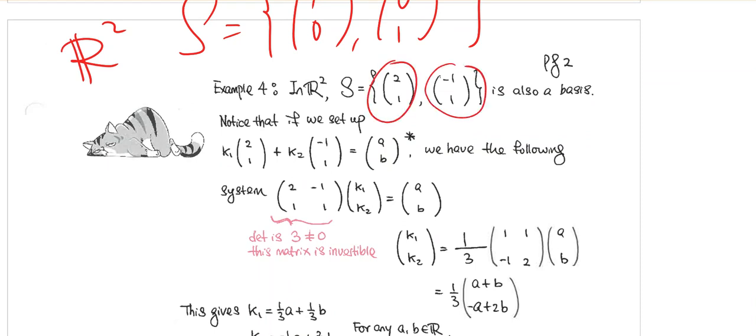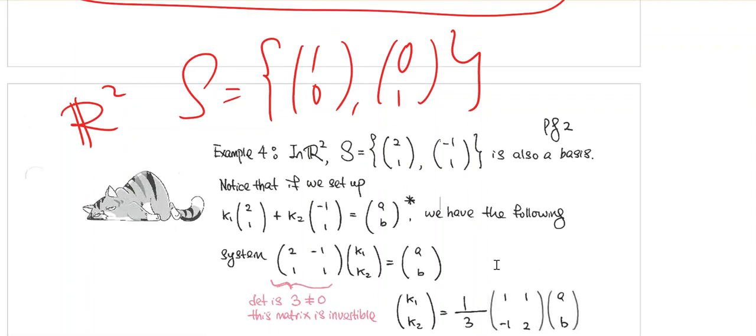Okay, so they actually span R2, and every element in R2 can be reached. I mean, it's a way of saying it, but mathematically we say that every element in R2 can be written as a linear combination of these two vectors. So they span and they're independent. So this, again by definition, is the basis. So you can see we have two different bases now for R2.